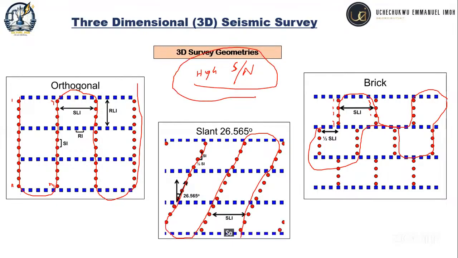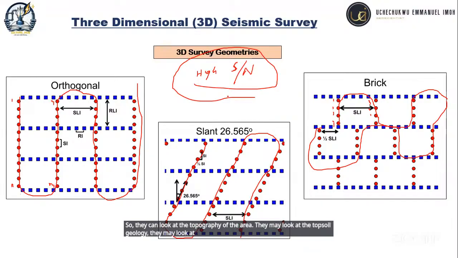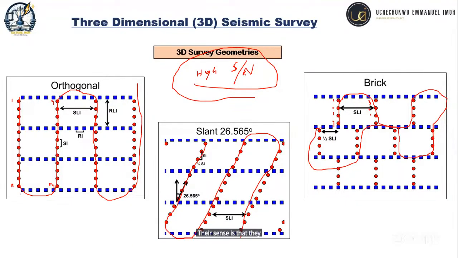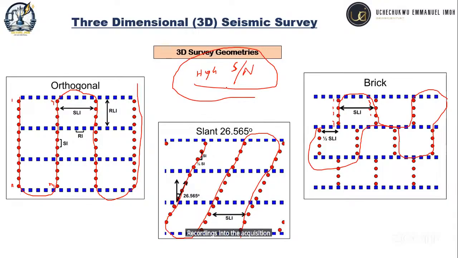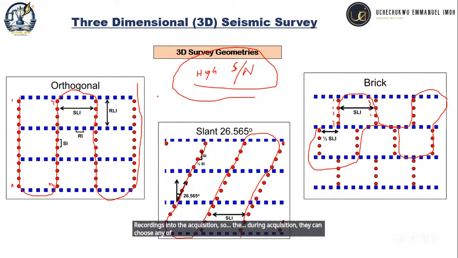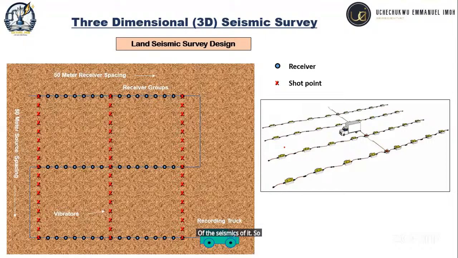So they can look at the topography of the area. They may look at the topsoil geology. They may look at different factors and decide which survey geometry to adopt. The essence is that they want to suppress noise during the acquisition. They don't want to acquire so much noise and record it. So during acquisition, they can choose any of these geometries in order to increase the signal to noise ratio of the seismic survey. So for land acquisition, for 3D, this is typically what it looks like. Your receiver line.